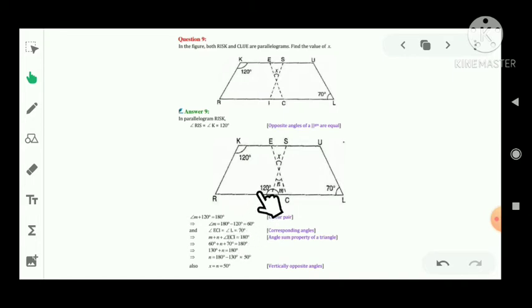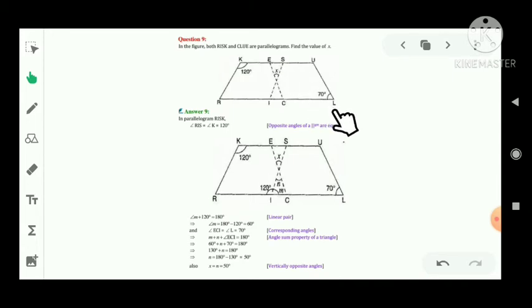Similarly students, you can see here we can find out the value of R by using the adjacent angles property, because the sum of the adjacent angle will be 180 degree. So angle R plus 120 degree is equal to 180 degree. So from here we are able to find out the value of R. It will be 60 degree. So angle R and angle S will be same. That means 60 degree here. It will be also 60 degree. That means angle S value will be 60 degree students.